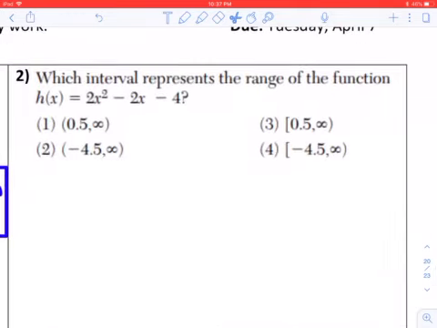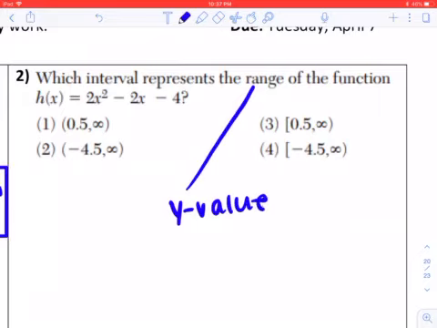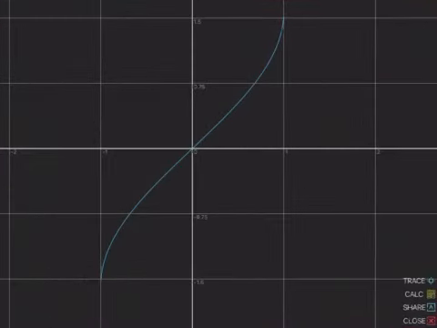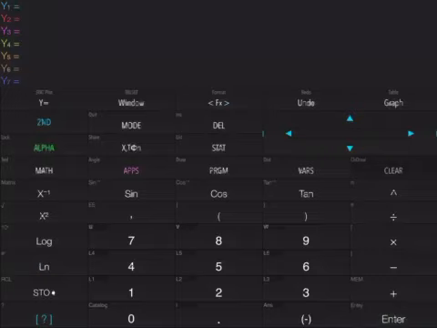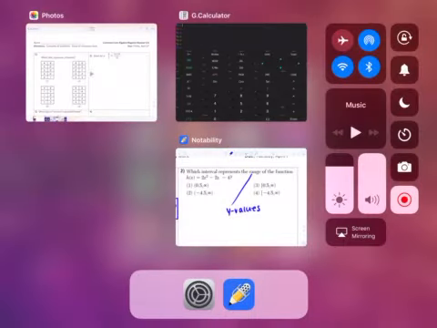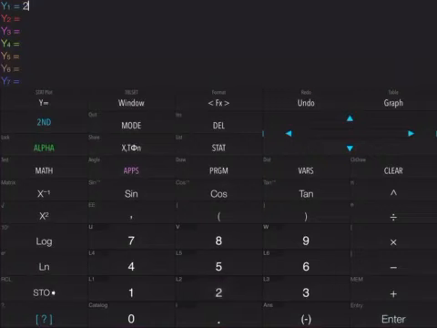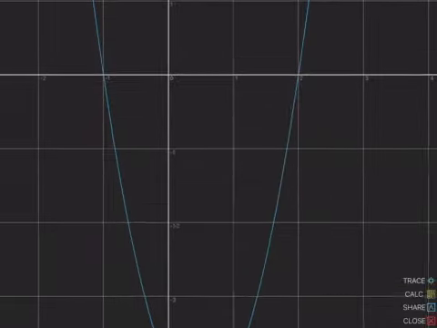Number 2, which interval represents the range of the function 2x squared minus 2x minus 4? So range are your y values. So an easy way to do this would be to graph it. I go to y equals in my calculator. Y equals 2x squared minus 2x minus 4. And then I hit graph. So I want to see what y values this graph covers.